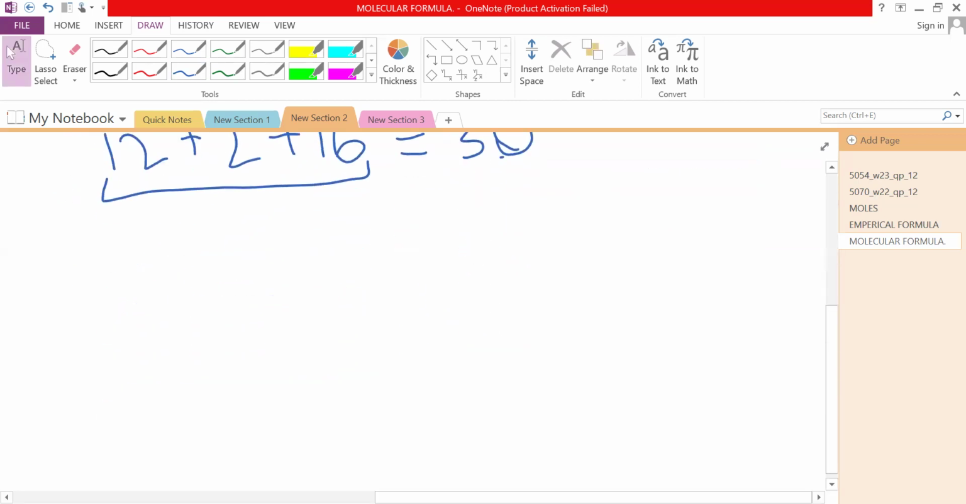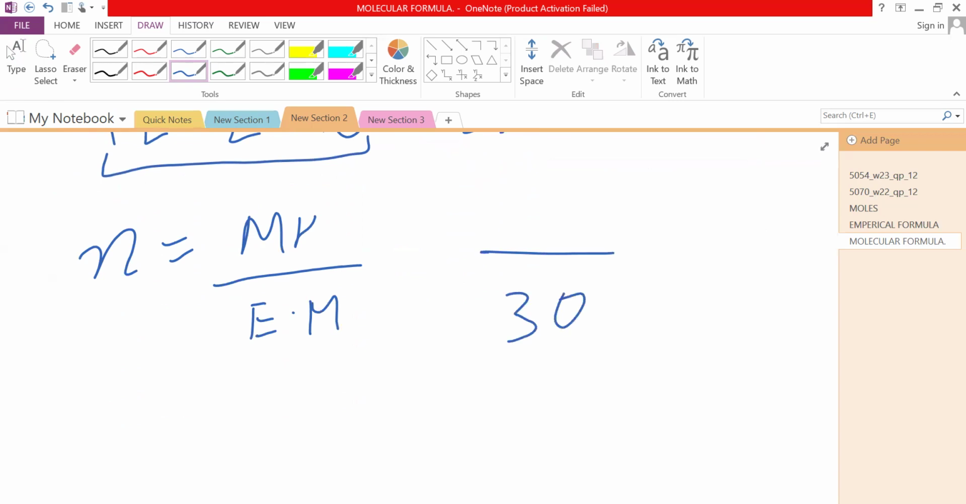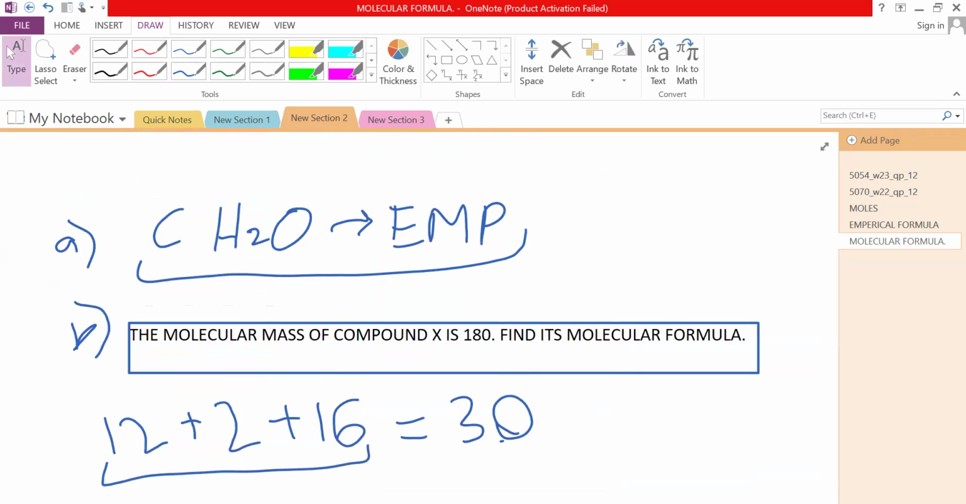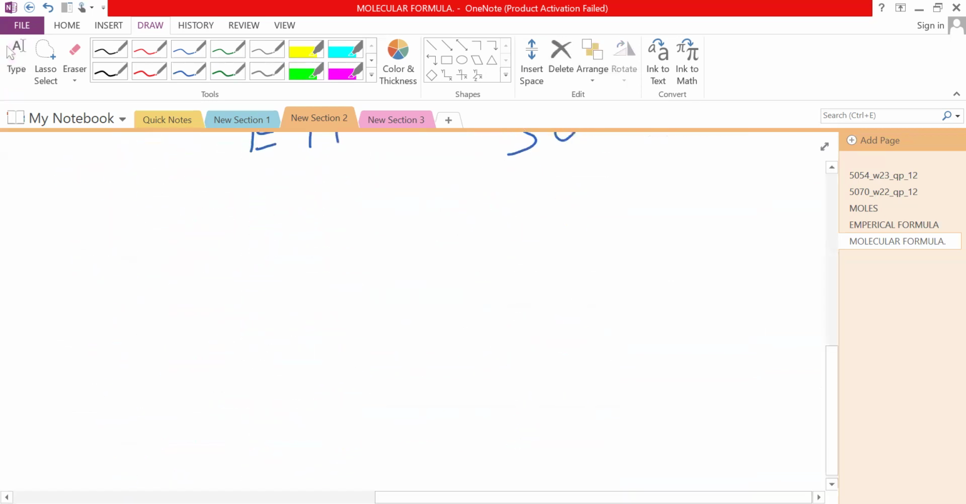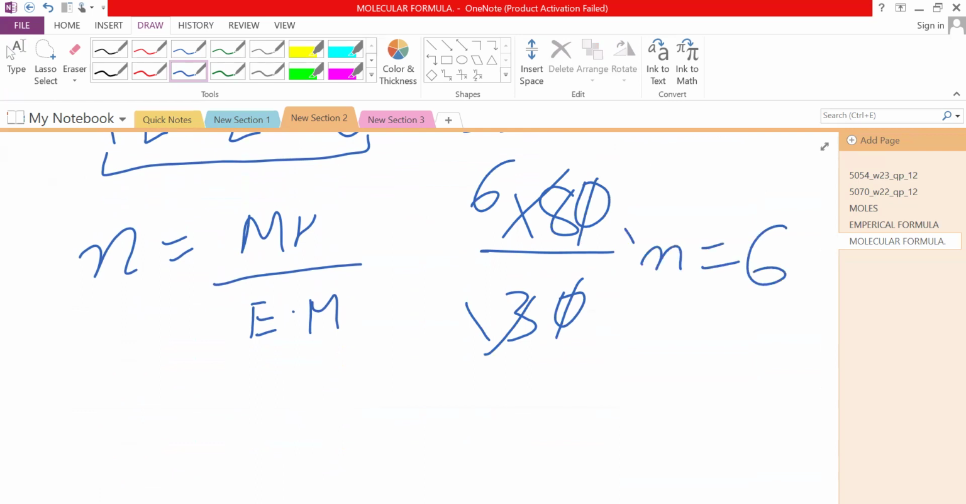Step 2, use the formula I told you previously, which is moles equals MR, which is given in the question, divided by empirical formula mass. Now, the empirical formula mass was 30, and the molecular mass was given in the question, which is 180. Molecular mass of the compound X is 180. So it is 180 divided by 30, 0 and 0 cancel, 18 divided by 3 is 6. So the moles you find out is 6.